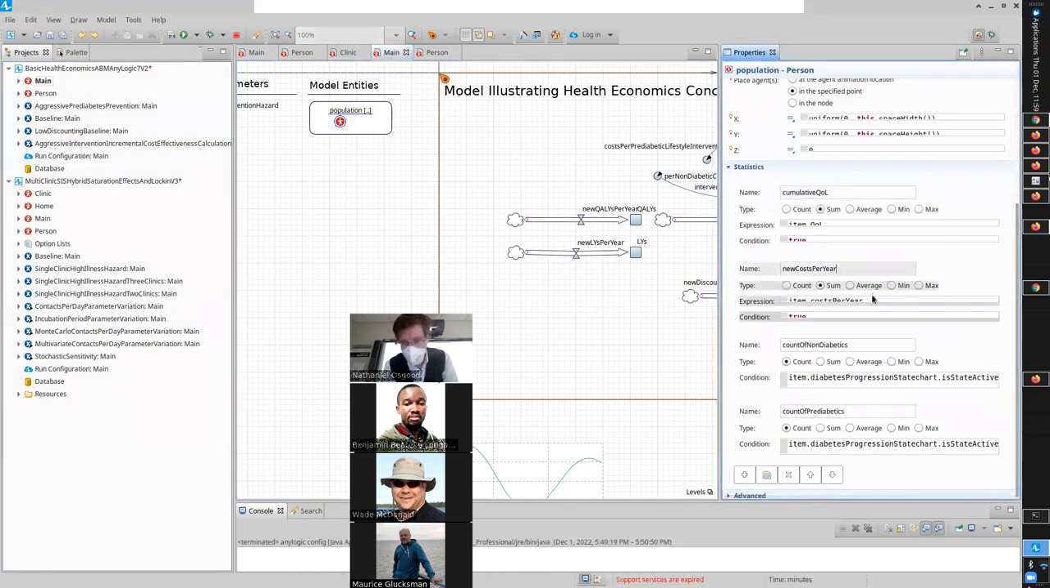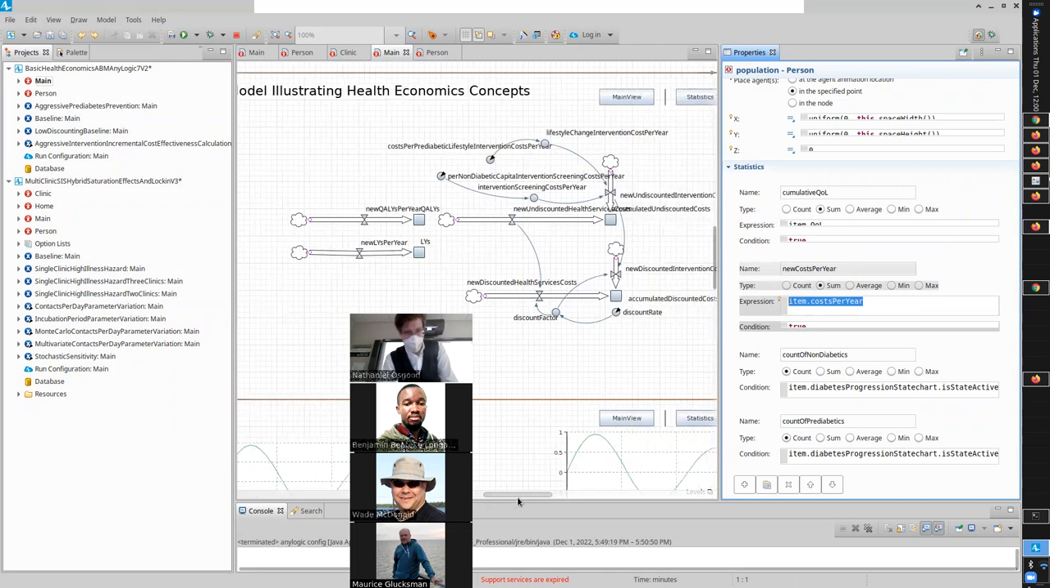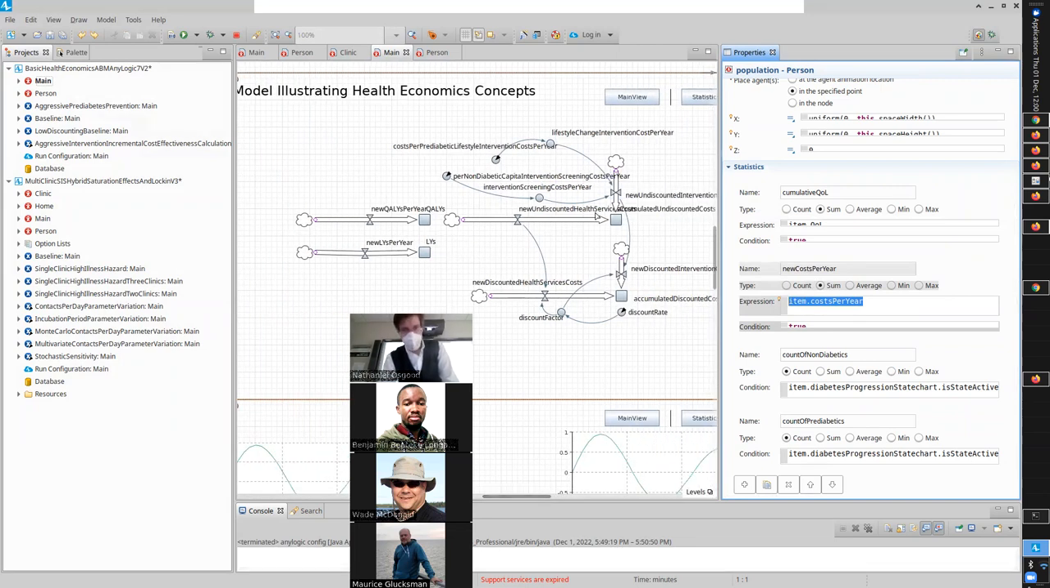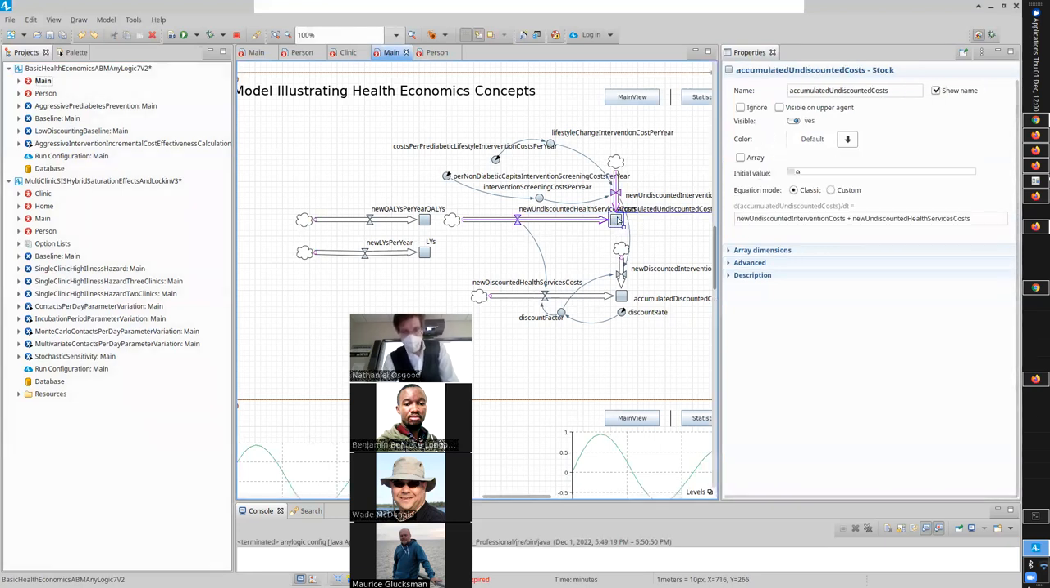And all it does is sum up over the population the cost per year borne by that population member, okay? It sums it up over the population and that accrues a certain cost per year, which is then flowing in, being accumulated, being integrated up by this stock here. And then there's some intervention costs that are also being added in, which I'm not going to get into, but capturing effects of interventions.